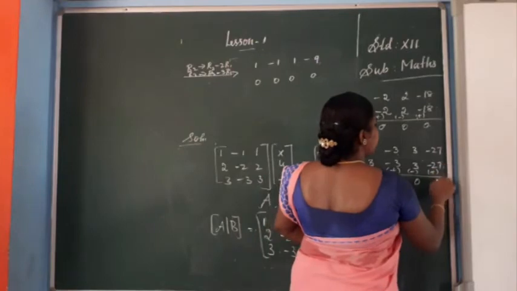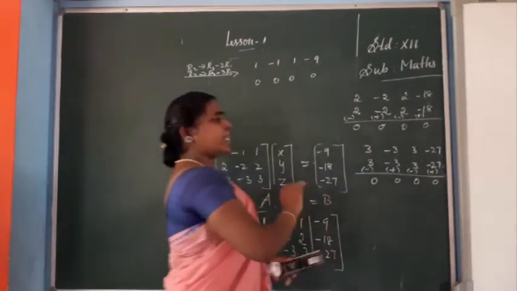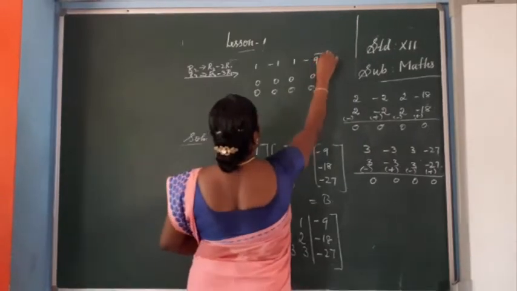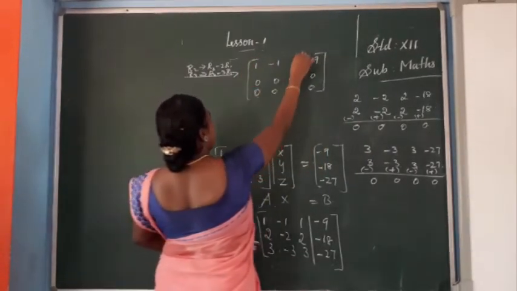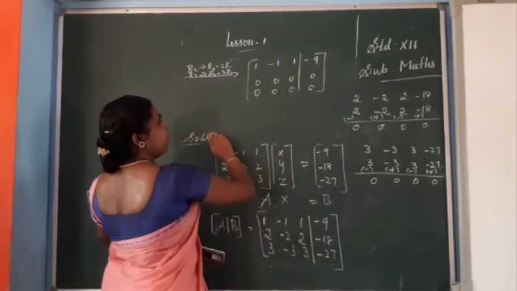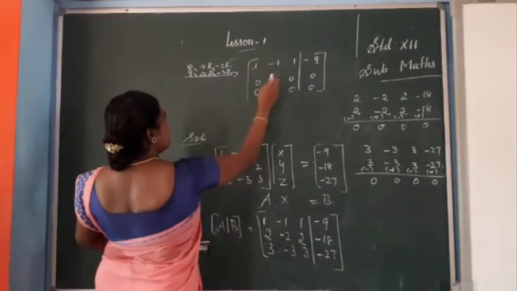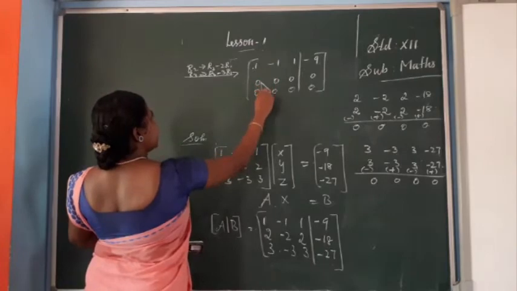minus 27 plus 27 is 0. So all the elements we got 0, 0, 0, 0. Okay, so we got the echelon form. Now the zero rows can be left. This is the echelon form.